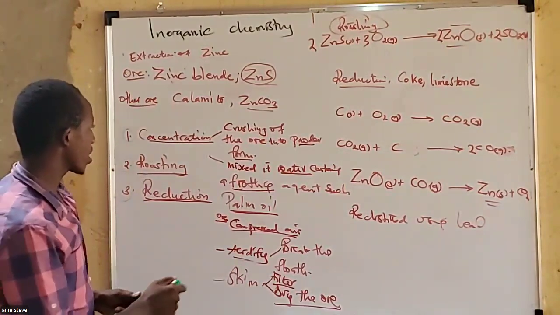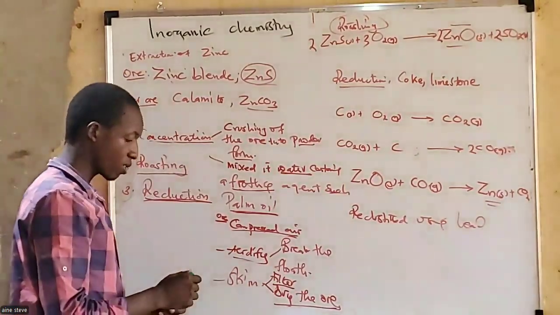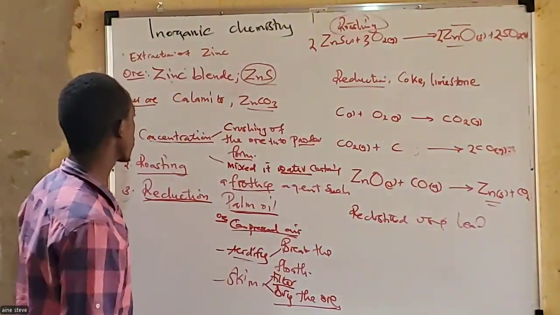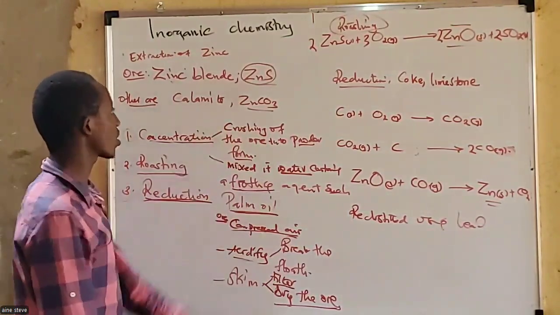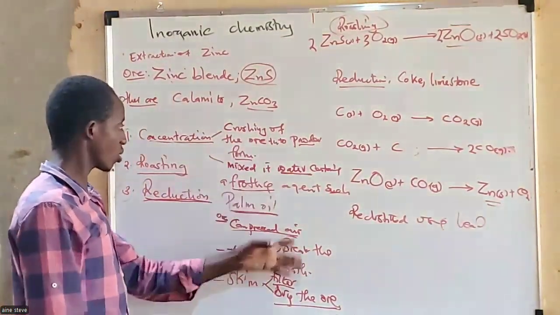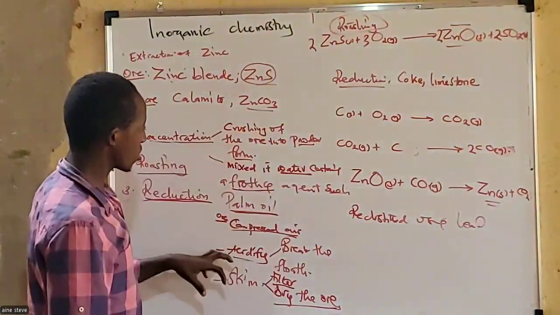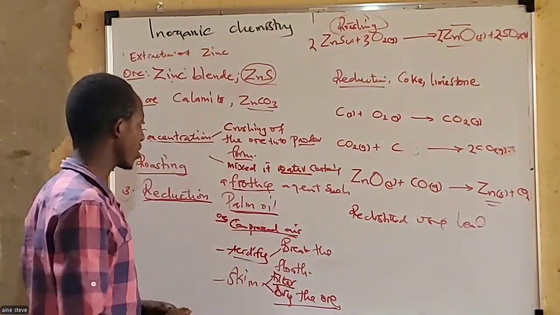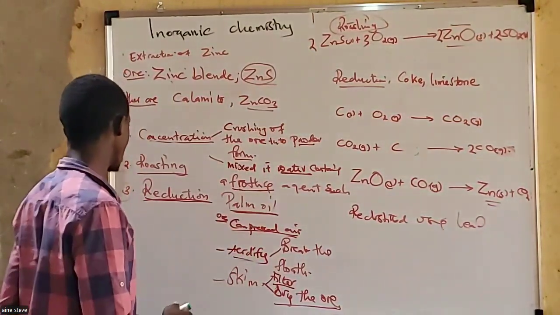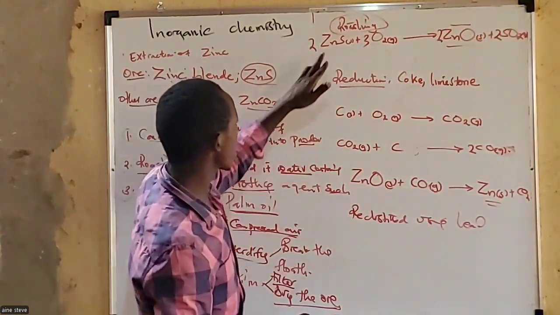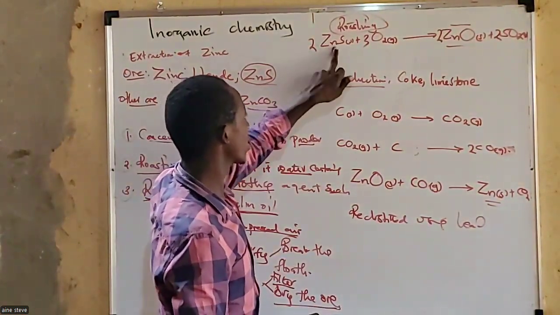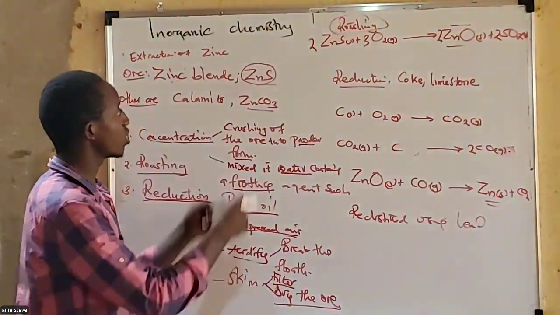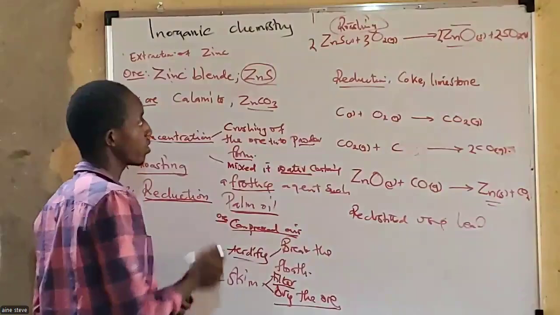So I've spent time talking about concentration of the ore because the question can be specific. Say, describe the process of concentration during extraction of zinc. There are a series of stages that occur during concentration and the role of each, because they can even ask what is the role of water during concentration, or the role of the frothing agent. So roasting, you react the concentrated ore with oxygen to give us zinc oxide and sulfur dioxide. Roasting involves use of oxygen.